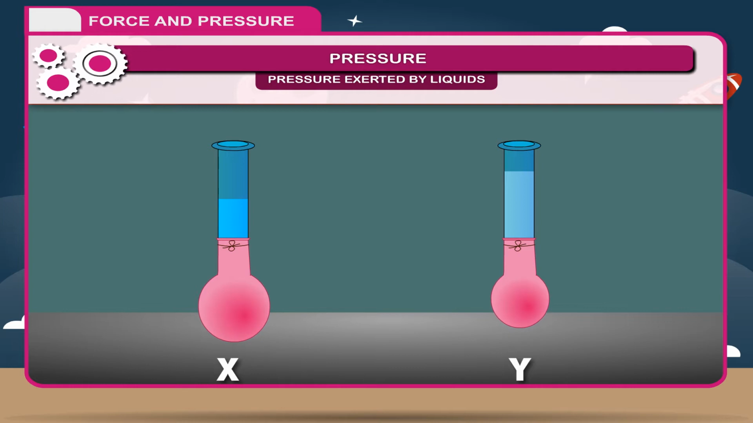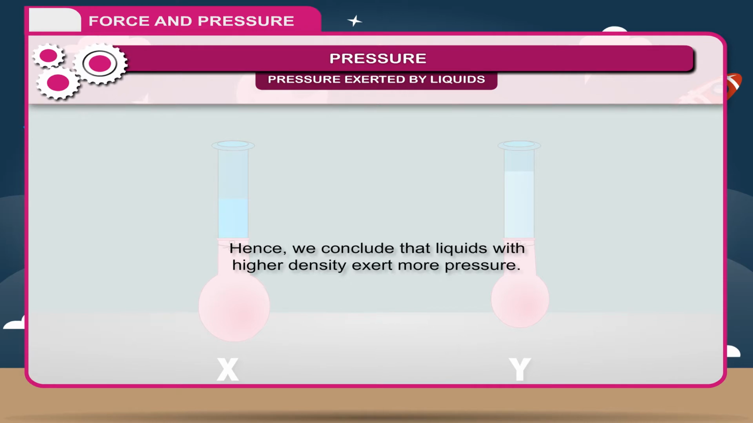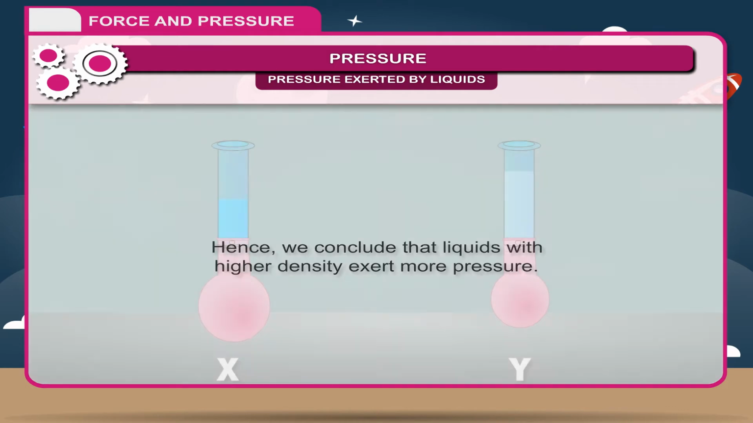You will observe that the bulge in tube X inflates more than the bulge in tube Y. This occurs because the density of kerosene is less than the density of water. Hence, we conclude that liquids with higher density exert more pressure.